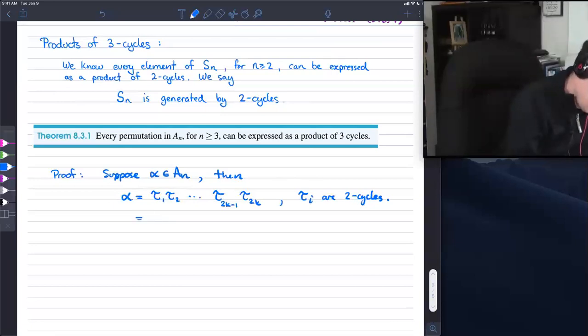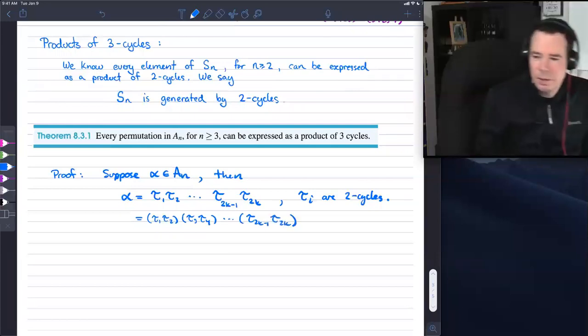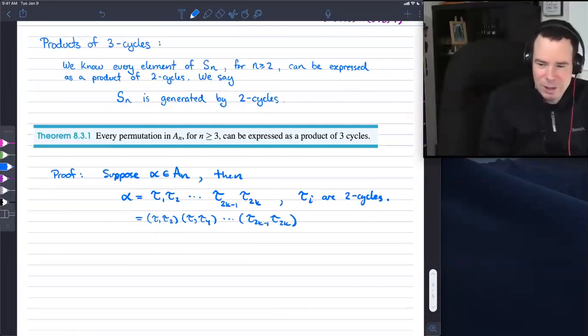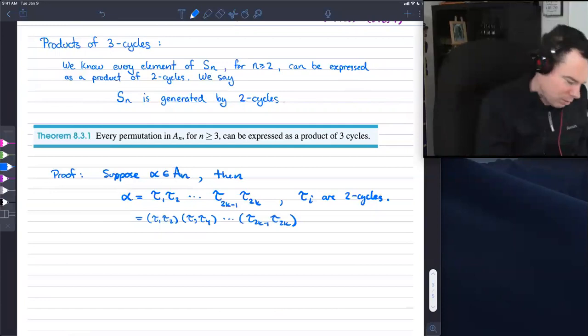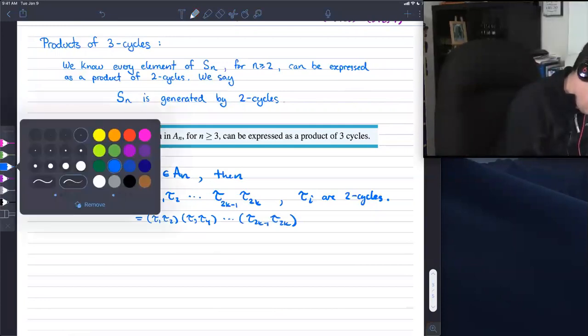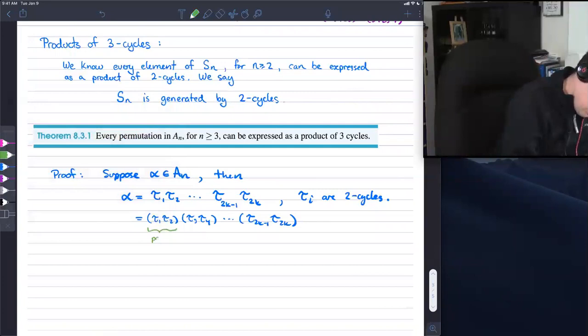Now what we're going to do is partner them up. Tau 1, tau 2, tau 3, tau 4, all the way up to tau 2k minus 1, tau 2k. I have to caution you on this notation. These are not 2 cycles right here, because the taus themselves are 2 cycles. So this is a partner. We've partnered 2 cycles, tau 1 with tau 2, and so on.